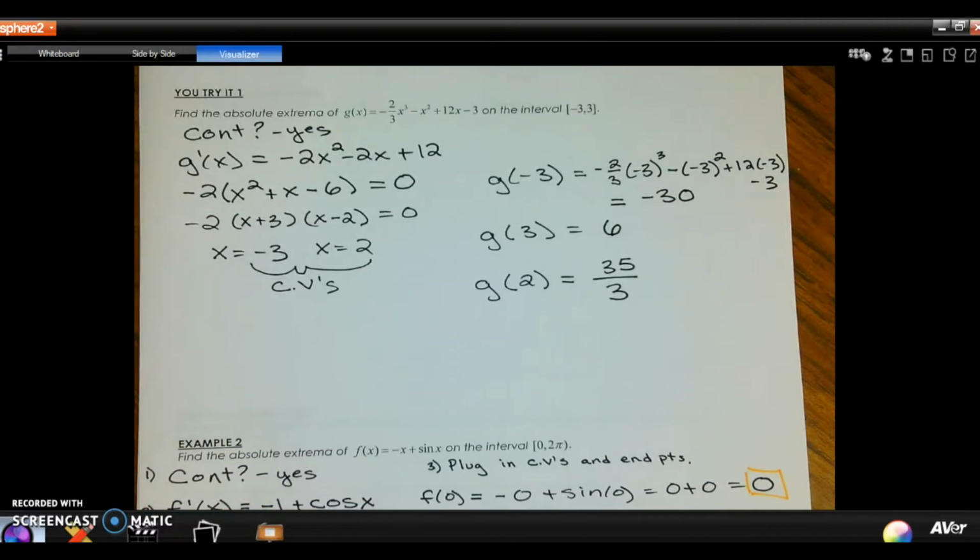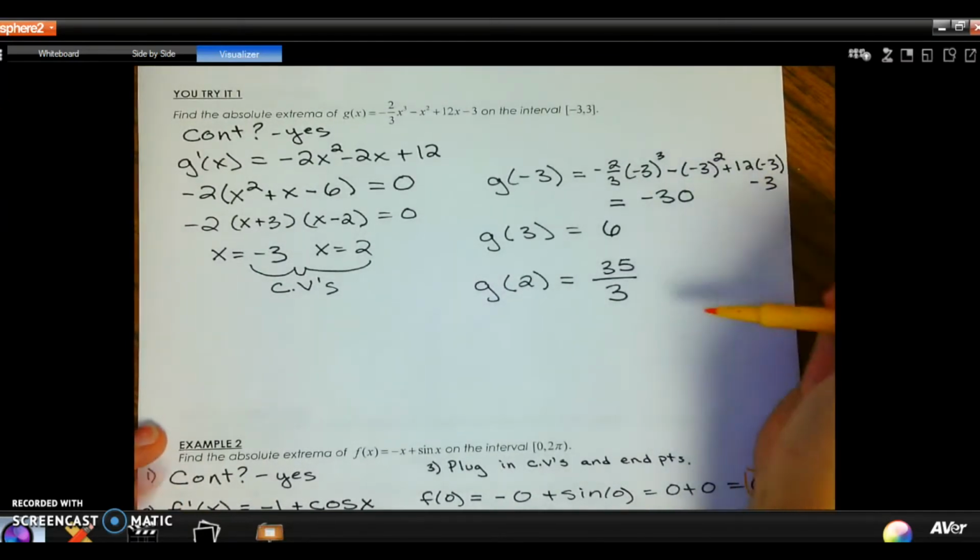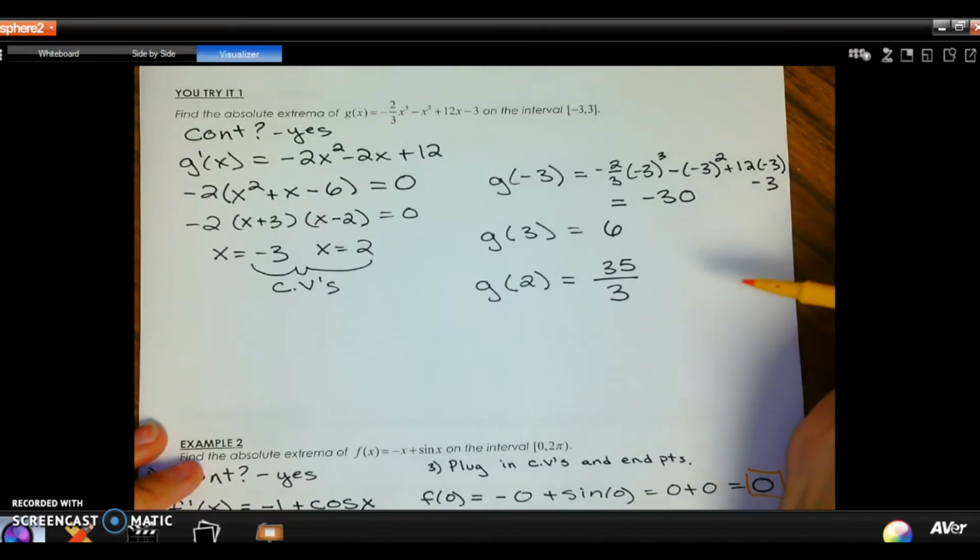So now comes kind of the conclusion. How do I take this and turn it into an answer? So these are all outputs. They're y values. So my extrema is going to be the highest one numerically and the lowest one numerically.